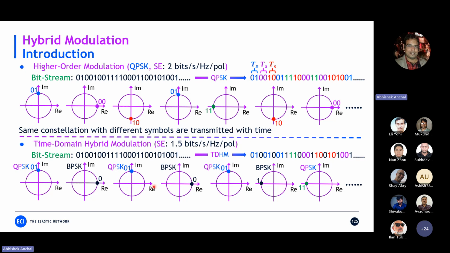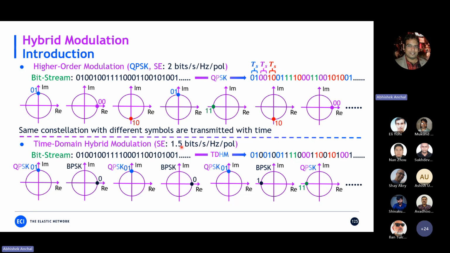So in a way, if you check in the time domain, you have a spectral efficiency of 2 here and 1 here. So the average is 1.5. So instead of 2 or 1, it achieves fractional spectral efficiency because it sends alternately higher and lower modulation formats, or higher and lower spectral efficiency.